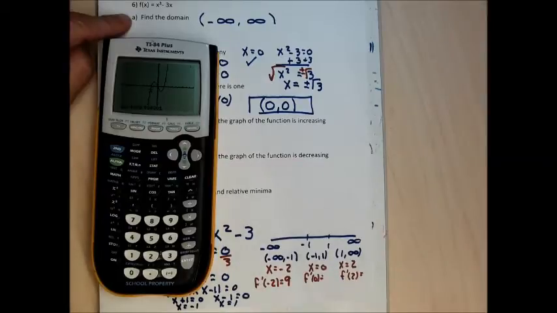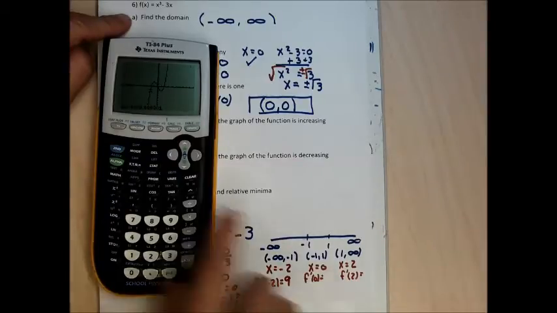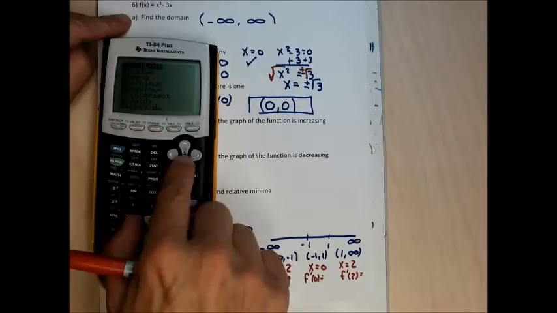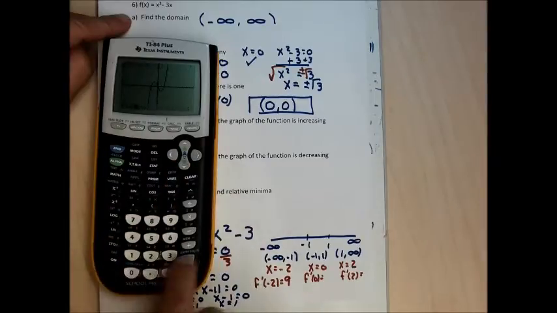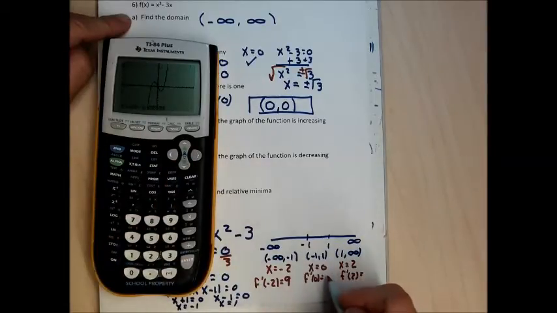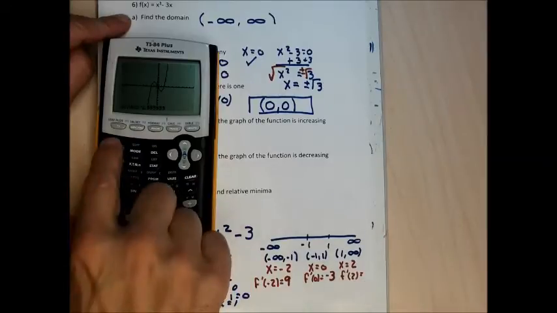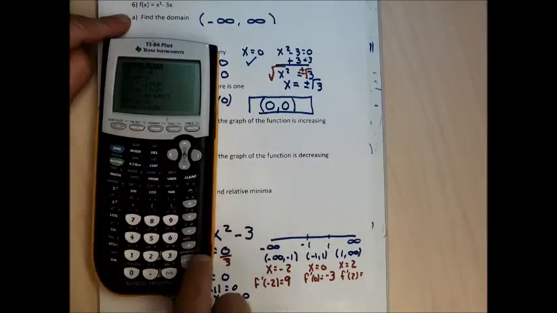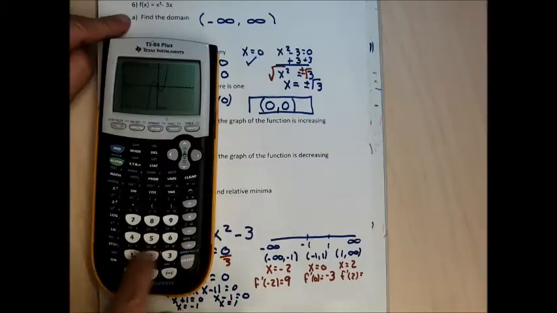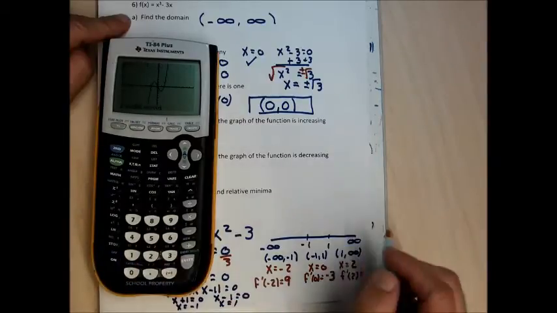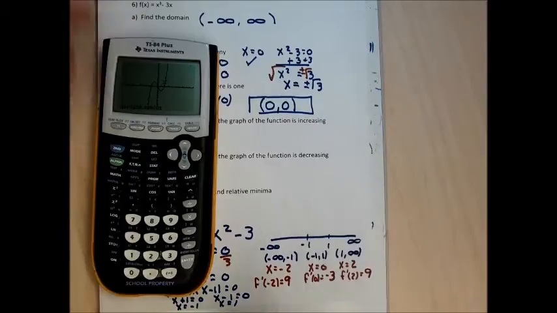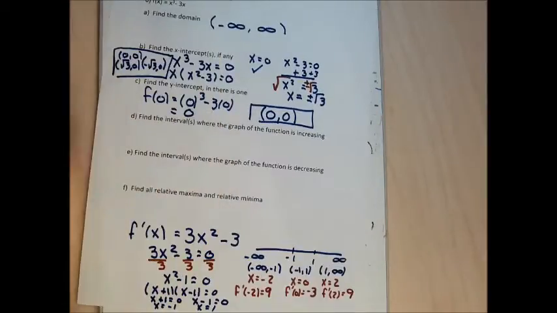I'll round that. Next number I'm going to do is 0, second calc, dy dx, type in 0 and hit equals, and I'm going to round that to -3. And then do the same with +2, second calc, dy dx, type +2, hit enter, and I think you get +9. So now I can figure out where the graph is increasing and decreasing.